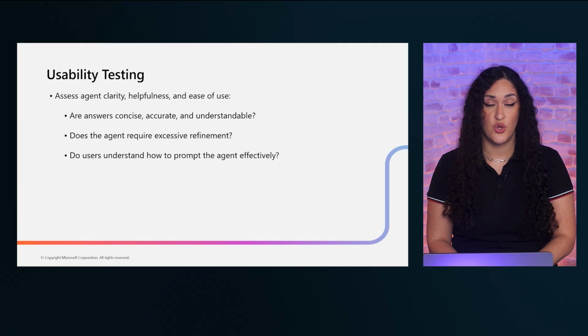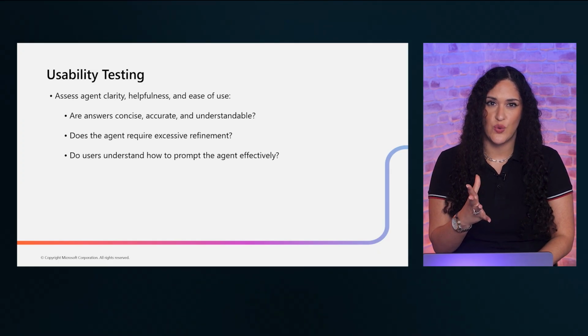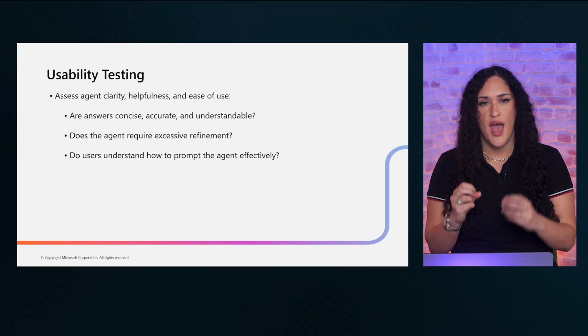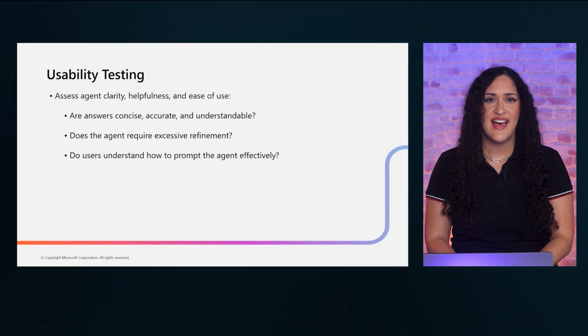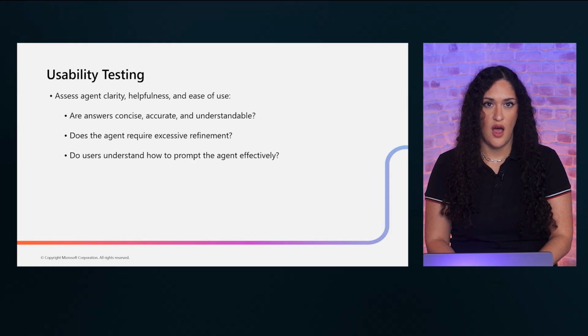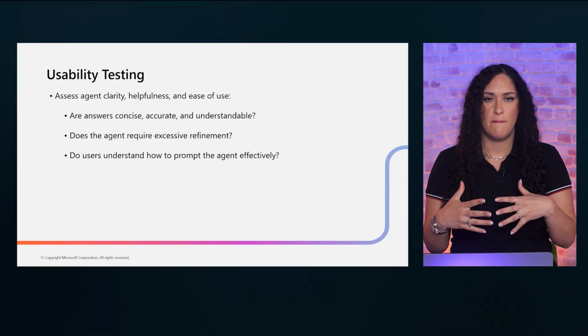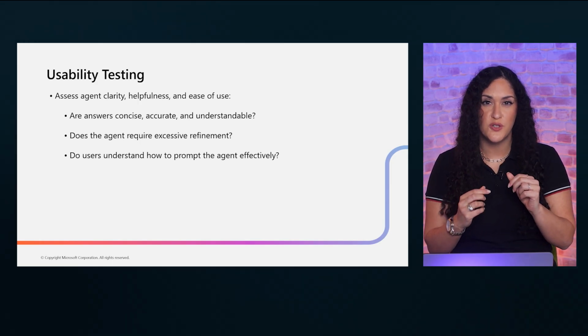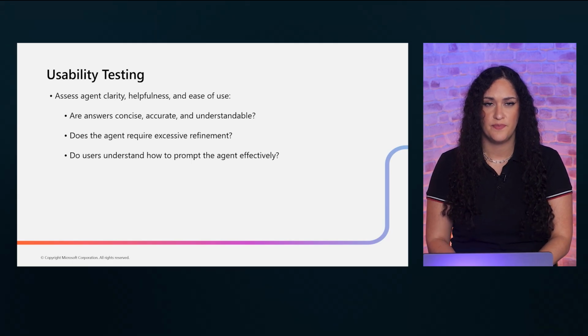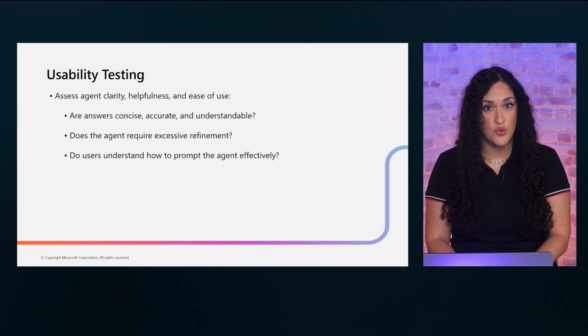Usability testing brings the human perspective front and center. You can have an agent that's technically accurate but frustrating to use, and users will abandon it. Ask 3 key questions. Are the answers concise, accurate, and understandable? Does the agent require excessive refinement, meaning users have to reprompt multiple times to get useful outputs? And do users understand how to prompt the agent effectively in the first place?